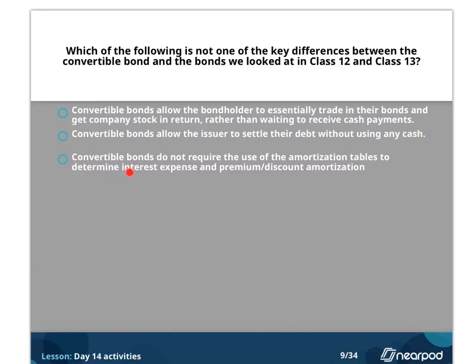The third one says convertible bonds do not require the use of the amortization tables to determine interest expense. That is not true. This is definitely not true. No, we didn't do an amortization table. We didn't go through that process with the convertible bonds, but it is definitely happening. The effective interest rate in the amortization table is continuing, even though we didn't see it in this example.